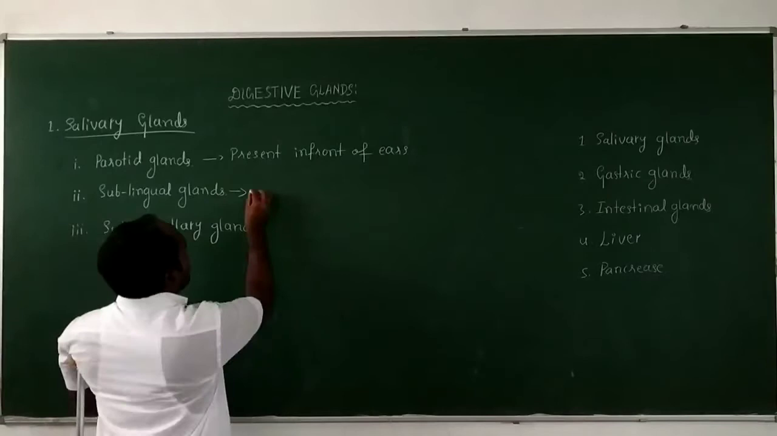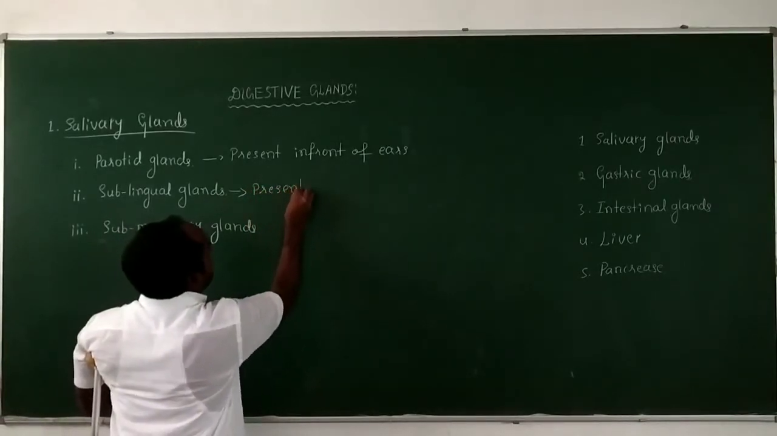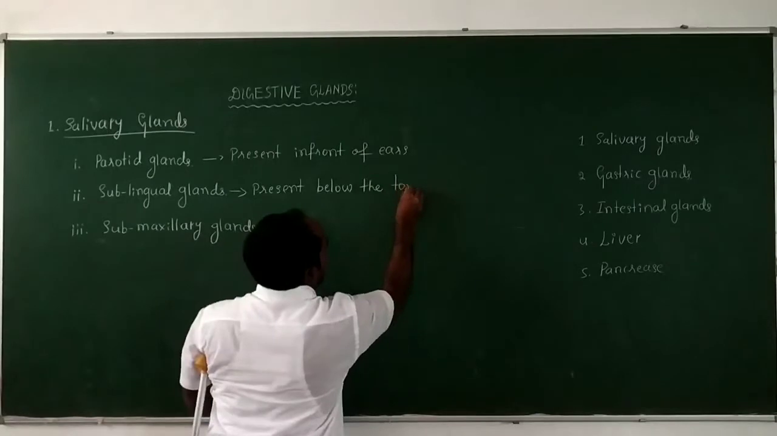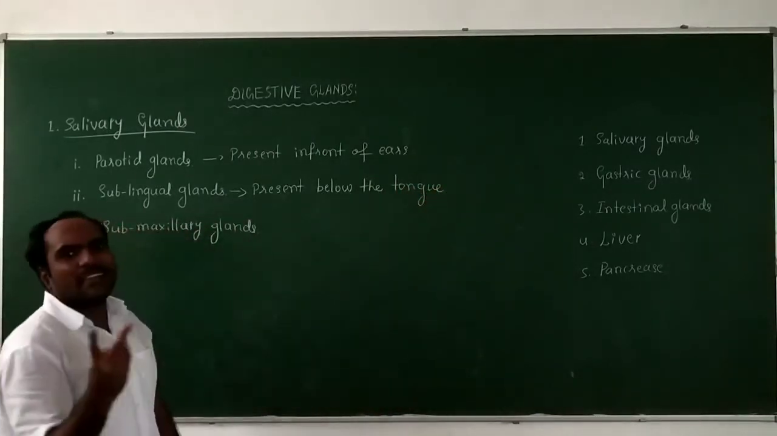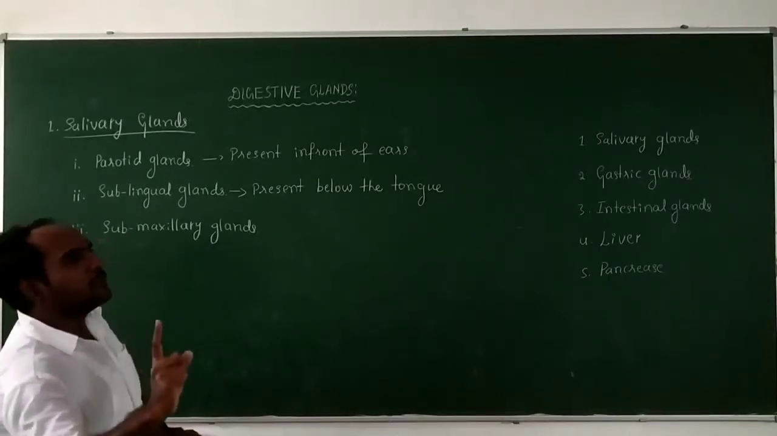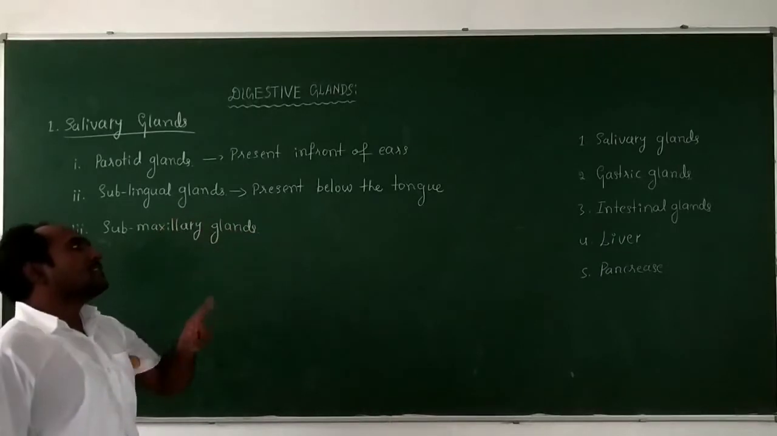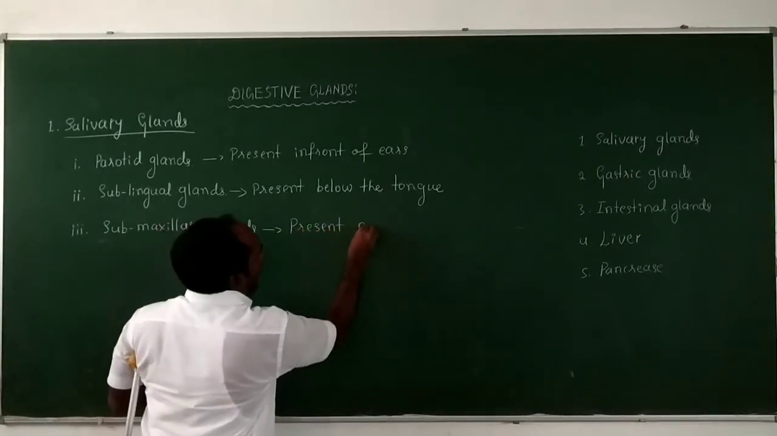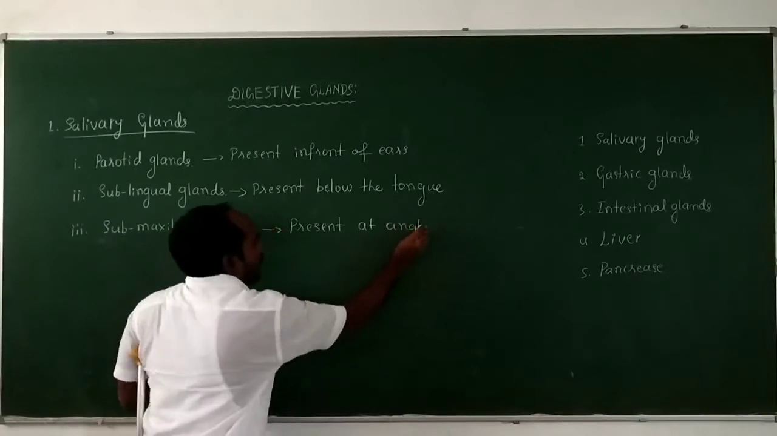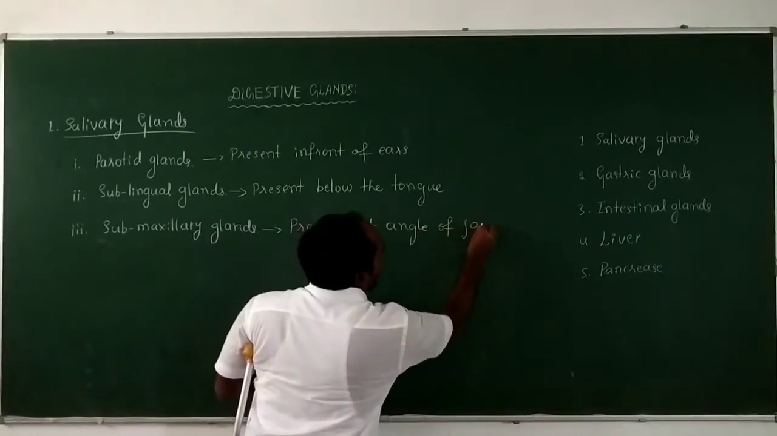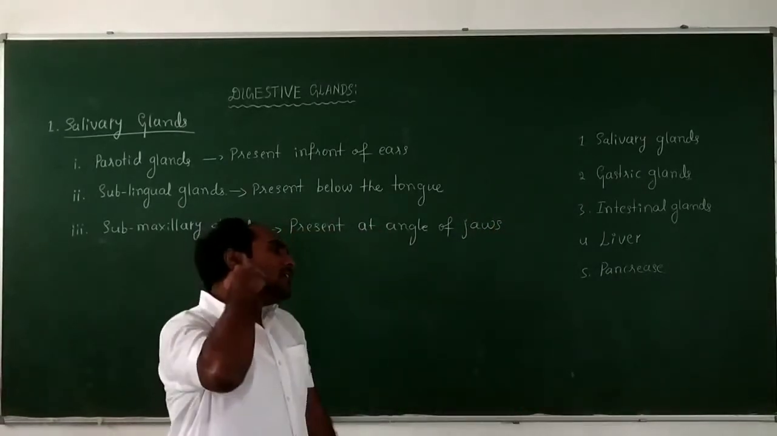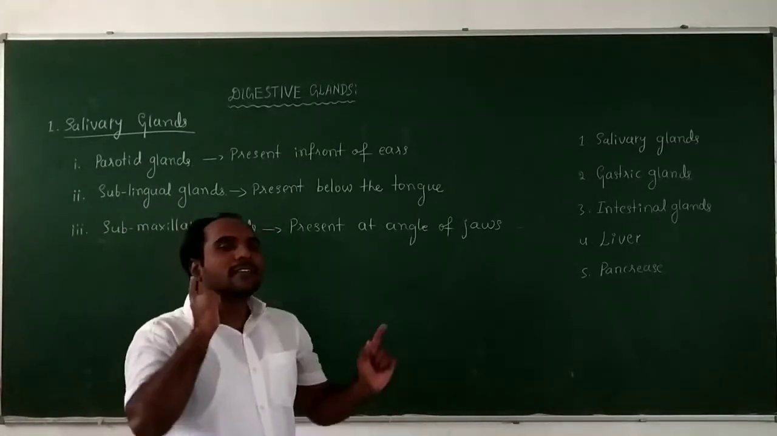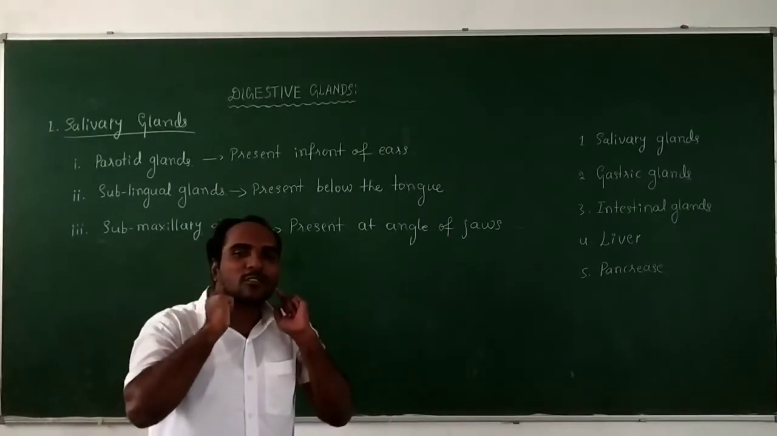And sublingual glands are present below the tongue. Look, below the tongue there is 1 pair of salivary glands. They are called sublingual glands. Submaxillary glands are present at the angle of the jaws. What is the angle of the jaws? These are the jaws, and there is an angle here, right? At the angle of the jaws, there is one pair.